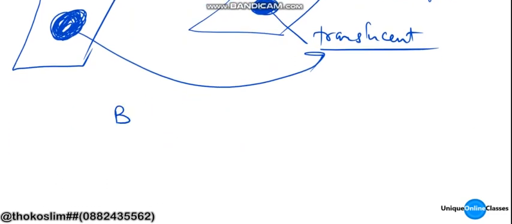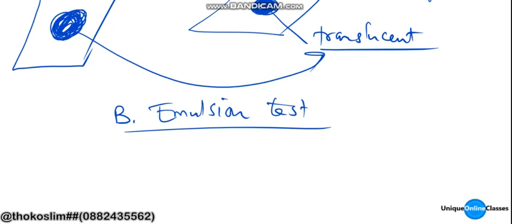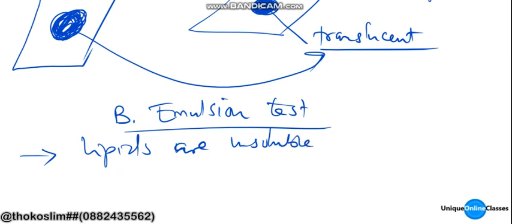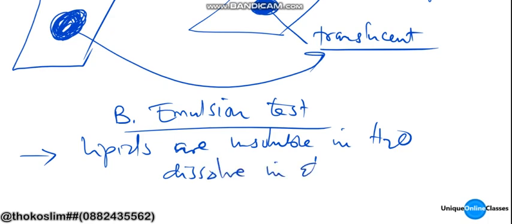And the other way, we call that one the immersion test. In the immersion test, we apply the law of solubility. We know that lipids are insoluble in water. Lipids are insoluble in water. We know that they form 2 layers in water. But lipids dissolve in ethanol. So how could we test if the substance contains lipids?